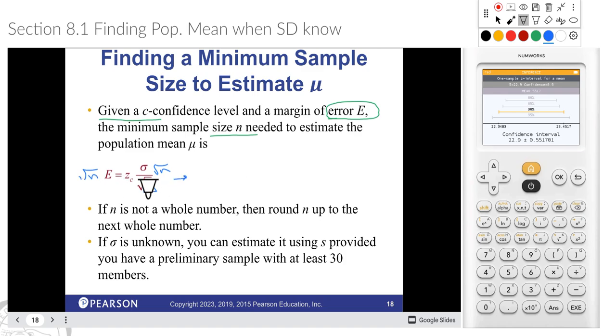Okay, so that means that we have the square root of n times e equals z sub c. Remember, that's that critical value, the z value, times the standard deviation of the population. And then we would divide both sides by the error. That would cancel out. And then since this is square rooted, we need to square it. So we would take this and we would square it. So n is equal to this.